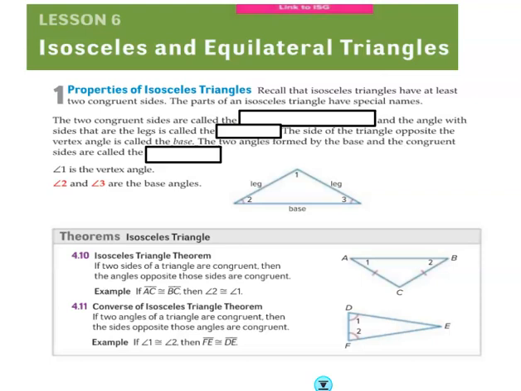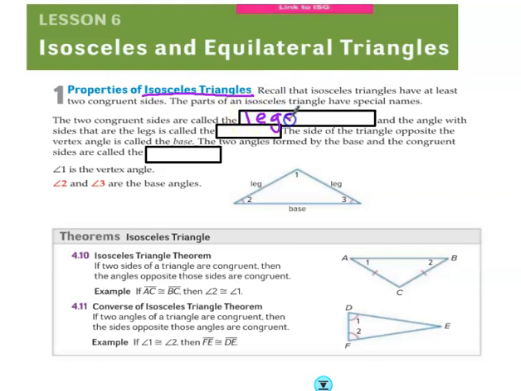All right, so the last lesson is isosceles and equilateral triangles. Okay, so we're first going to talk about isosceles triangles. This fancy word, isosceles, has at least two congruent sides. The parts of an isosceles triangle have special names. The two congruent sides are called the legs.